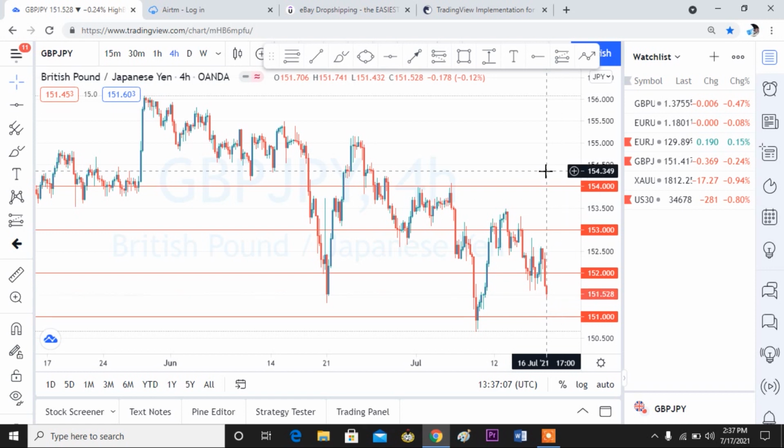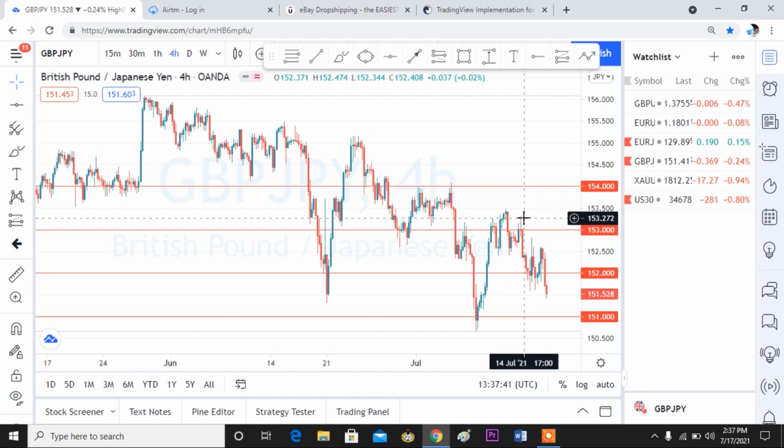So psychological levels act as support and resistance. Instead of you trying to look out for where is my support level, where is my resistance level, you can save yourself the stress by using psychological levels instead of trying to figure out the right place to draw your support or your resistance level. Now, like we said, this is just the main psychological level.